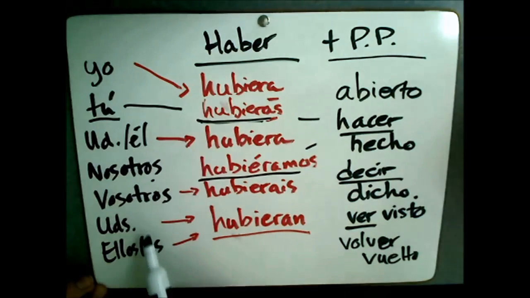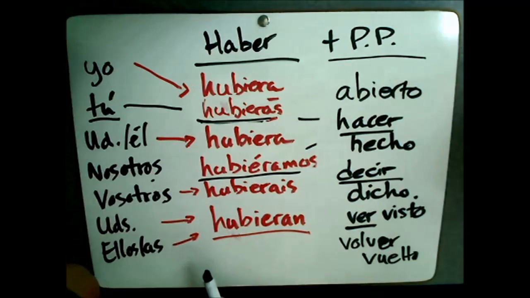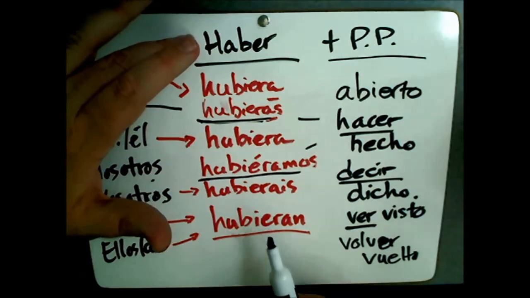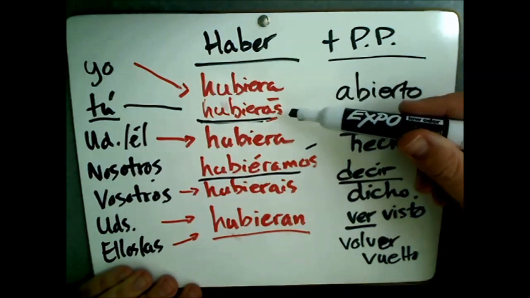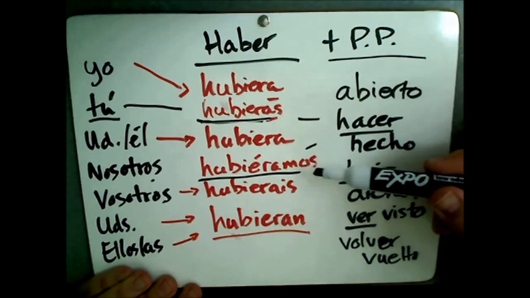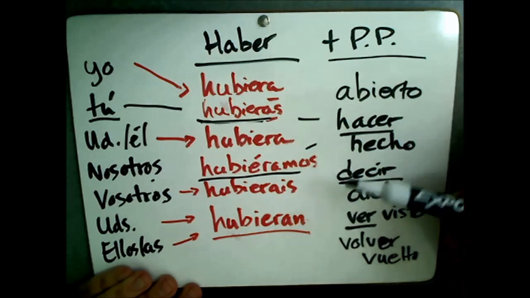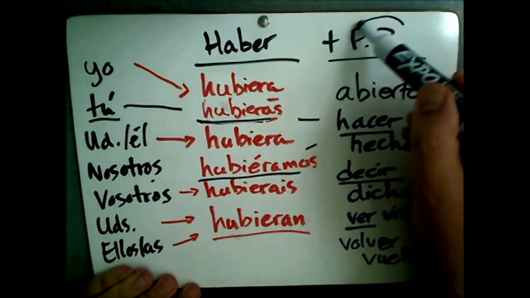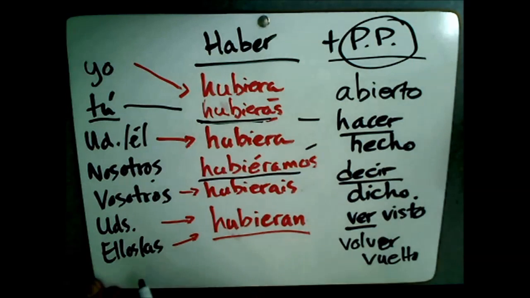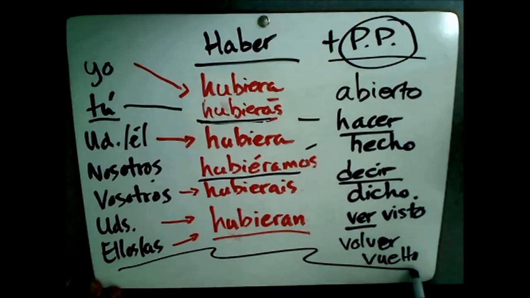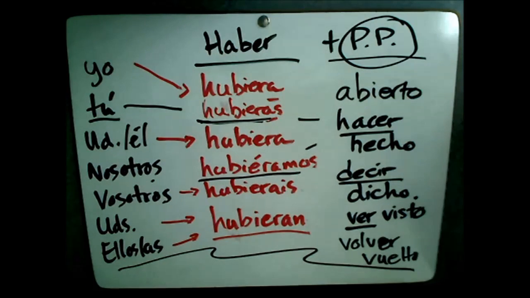We're taking our subject position, subject pronoun, combining it with the auxiliary verb haber in the imperfect subjunctive, hubiera, hubieras, hubiera, hubiéramos, hubierais, hubieran, adding the past participle form of the main verb, the action we're actually talking about. That's how you form the past perfect subjunctive.